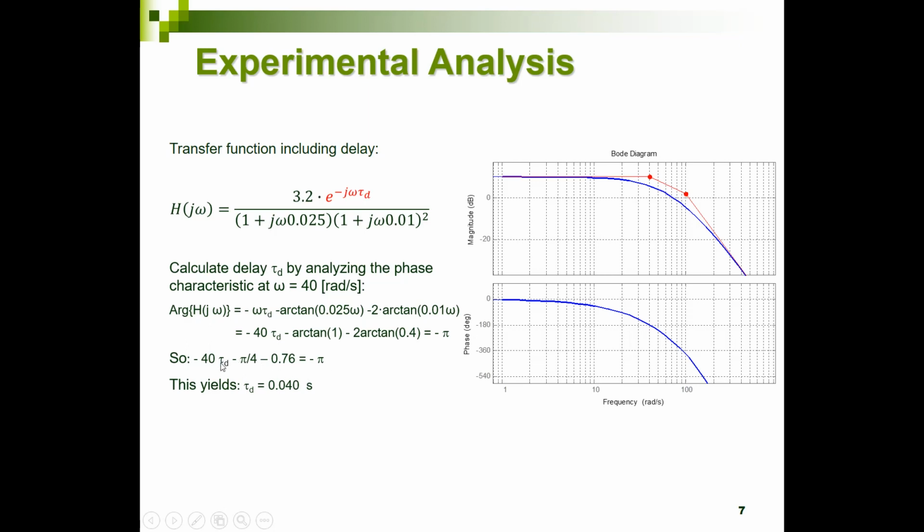And when you calculate tau d out of this expression, we see that tau d is equal to 40 milliseconds. So now we have defined the last parameter of this transfer function, and the complete transfer function is now equal to this expression: 3.2 times e to the power minus j times omega times 0.04, divided by 1 plus j times omega times 0.025 times 1 plus j times omega times 0.1, and that expression squared.